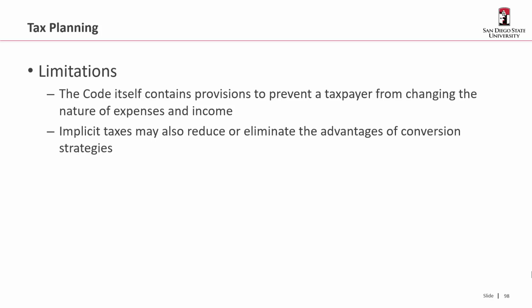The code is full of provisions that prevent us from recharacterizing income as a different type, right? Because if it were available freely, then I would reclassify all of my income as tax exempt and therefore pay no income tax. But of course, you cannot do that. And now we know that implicit taxes are also going to reduce or even completely eliminate the advantages of conversion strategies.